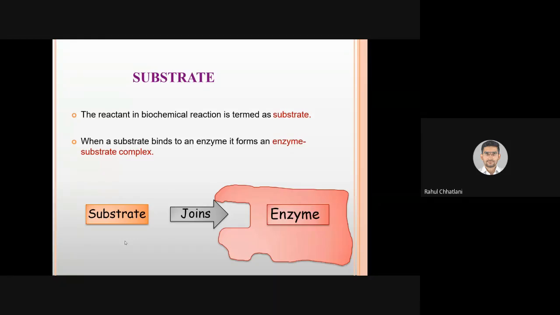Here zinc is needed, as we already discussed in the cofactor, and CO2 and H2O individually are the substrates. When a substrate binds to an enzyme, it forms an enzyme substrate complex. Easy. When the substrate binds to the enzyme, it is called an enzyme substrate complex. So here the substrate will join the enzyme. Again the shape is like a lock, and this substrate will be the key, then only it can join, otherwise it cannot join.